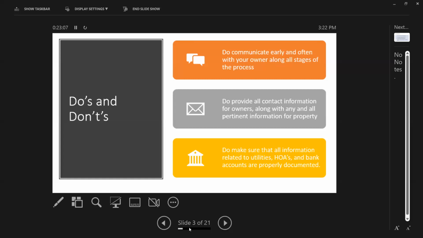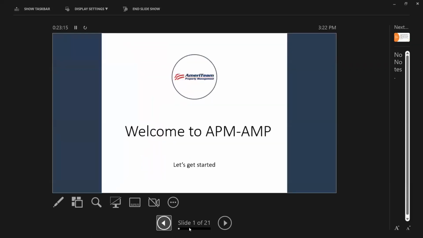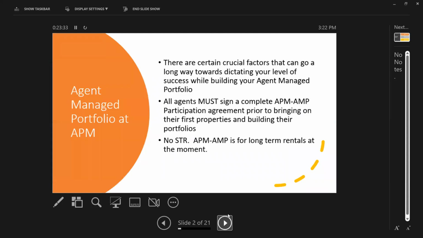Okay. So just for the recording purposes, we're just going to go back a couple of slides. This is an introduction to our AmeriTeam property management. AMP is agent managed portfolio. This is an opportunity for agents to build their own portfolio of investors, bringing on landlords. We have Ramon Morales, who is our Director of Property Management, presenting this.